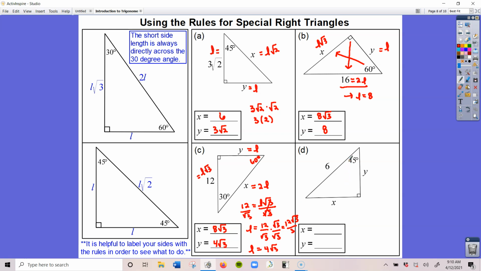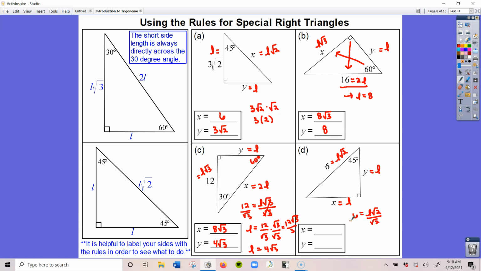Last one here, we have another 45, 45, 90 triangle. We're going to label all of these sides. This is the easiest one because the leg lengths are always just L. And my diagonal is equal to L square root of 2, as we can see here. So I'm going to use this equation now to solve for L. So 6 is equal to L square root of 2.